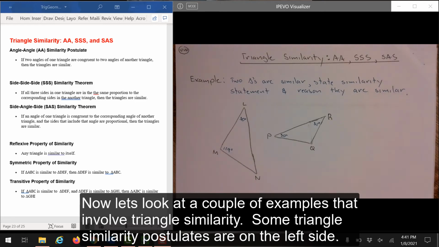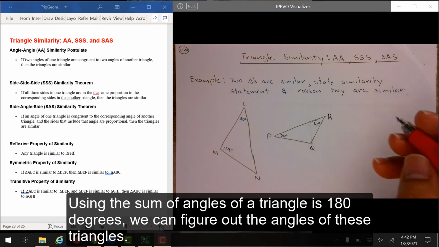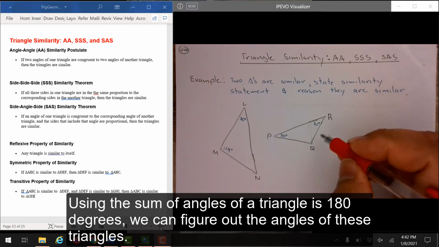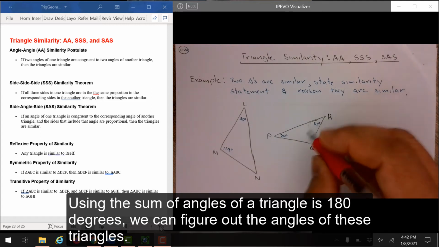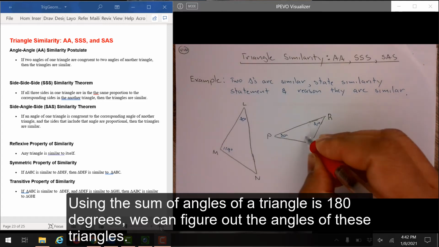Now let's look at a couple of examples that involve triangle similarity. Some triangle similarity postulates are on the left side. Using the sum of angles of a triangle is 180 degrees, we can figure out the angles of these triangles.